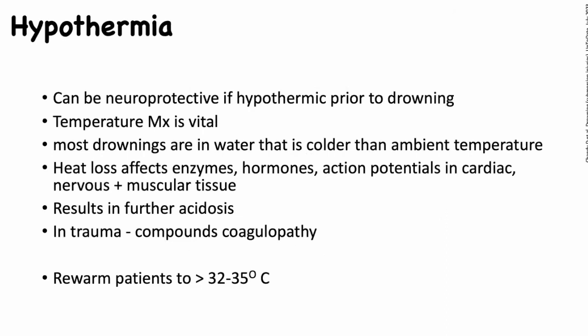Hypothermia itself is a consequence of drowning, particularly in South Africa, because even though it's warm waters, the temperature is still cooler than the patient's natural temperature. Hypothermia can be neuroprotective if the patient is hypothermic prior to the drowning. So temperature management is vital. We very well might have a patient who is drowned who's also incredibly hypothermic. And this is a problem because heat loss affects enzymes, hormones, action potentials. So therefore, it has effect on cardiac, nervous tissue, and muscular tissue.